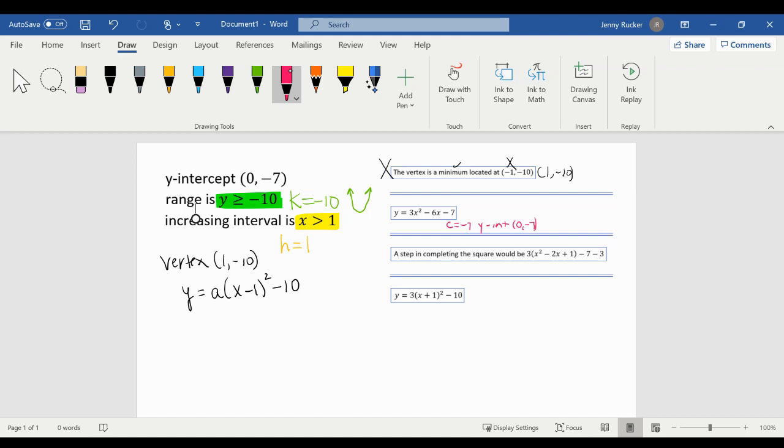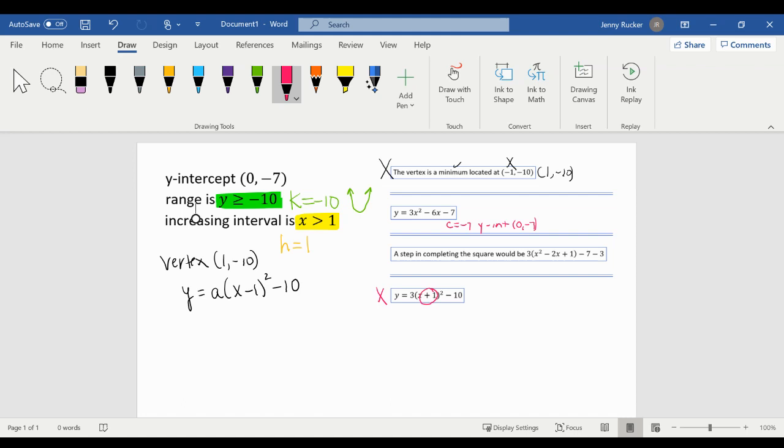A step in completing the square would be, oh goodness, well, I don't have my equation yet. So it suggests y equals 3 times x plus 1 squared minus 10 in our last choice. I know that that is not true because it's x minus 1. So this is the issue right here. So that's definitely not true. So it looks like I need to figure out standard form and how to complete the square on this one.